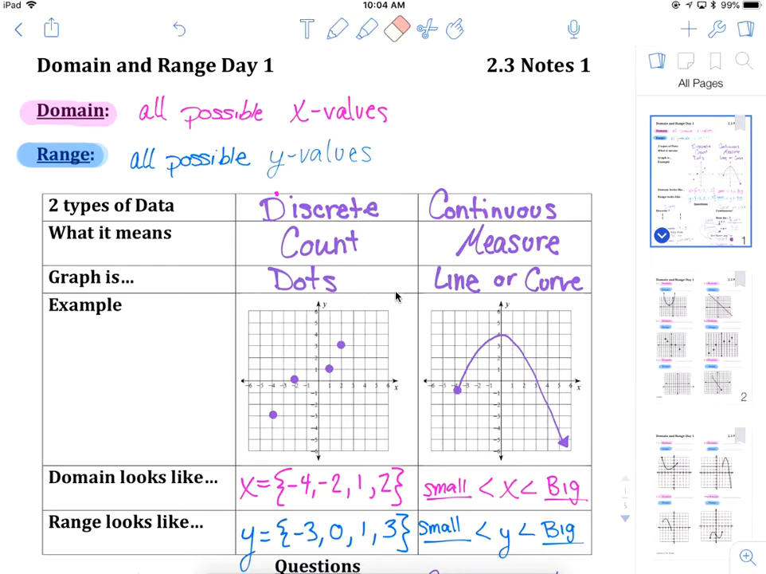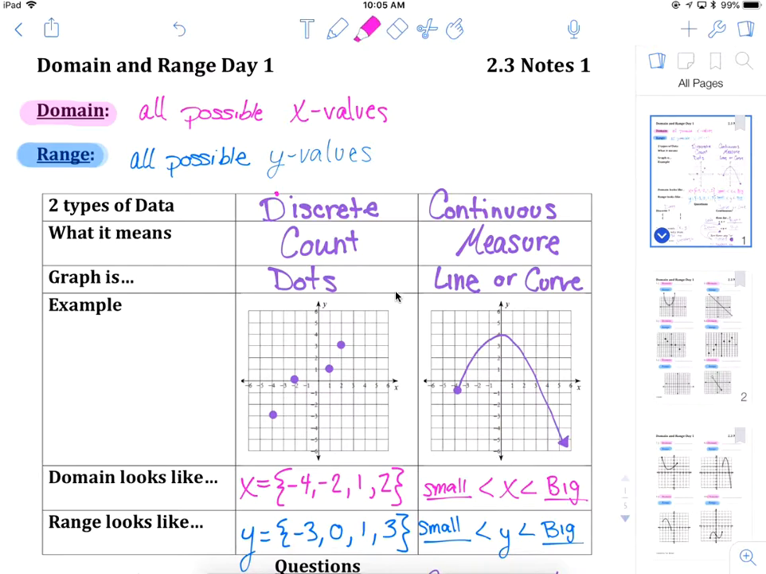So we are talking about domain and range today. These are vocab words that we wrote on those doors back the first day of the unit. So domain is all the X values. Range is all the Y values, okay? So when we list those out, we're going to have to make a couple decisions. First decision we're going to have to make is what kind of data do I have? I can write domain and range for both kinds, but it's going to change how my setup looks.